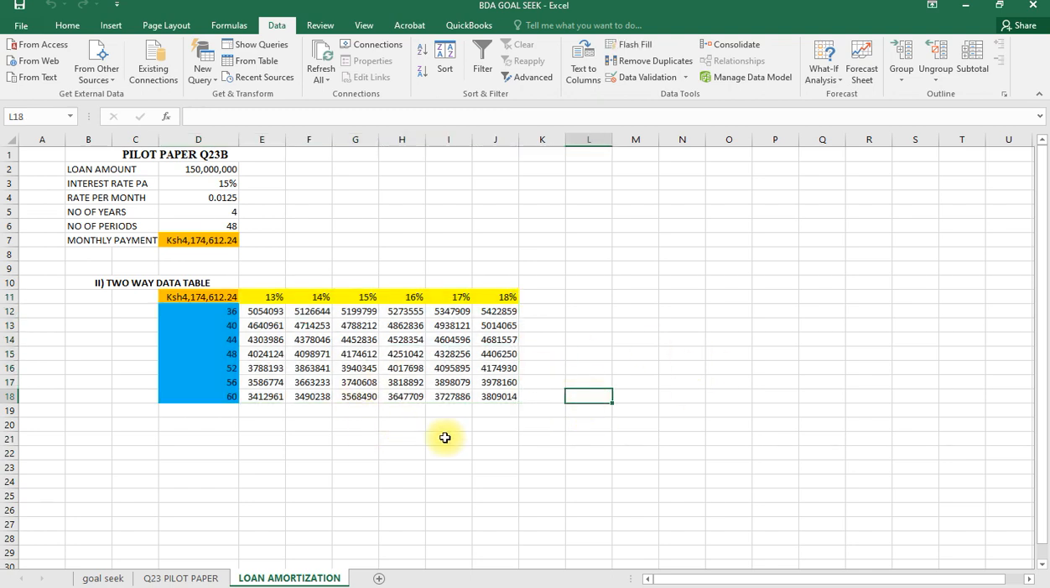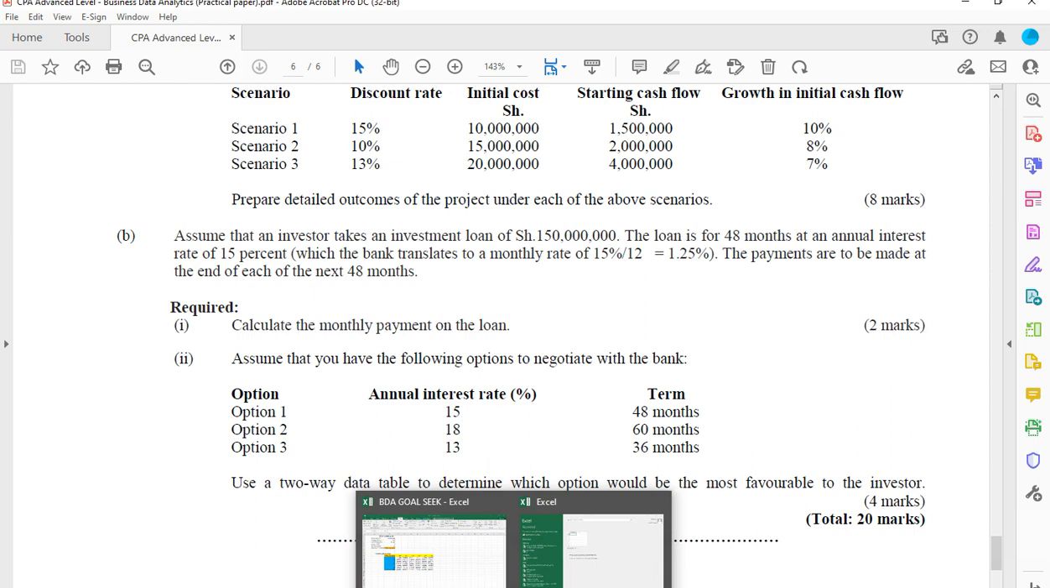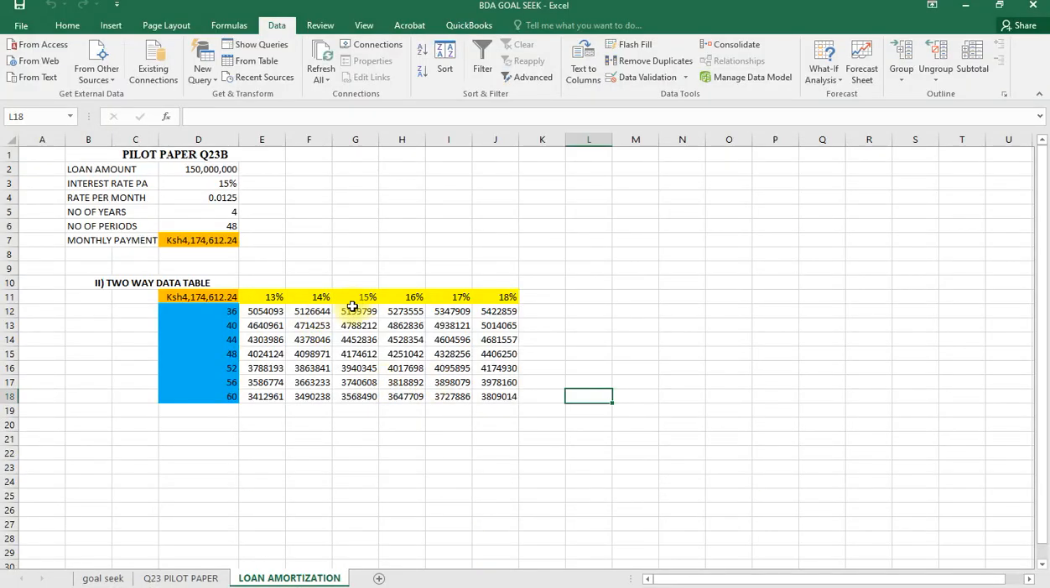So the question is, they need us to advise. Suppose, assuming that you have the following options to negotiate with the bank. Option 1 is for 15%, 48 months. Option 2, 18%, 60 months. So 15 with 48, this one.